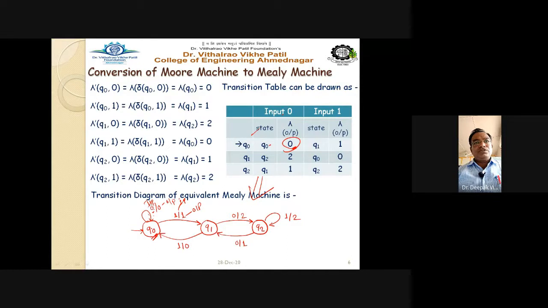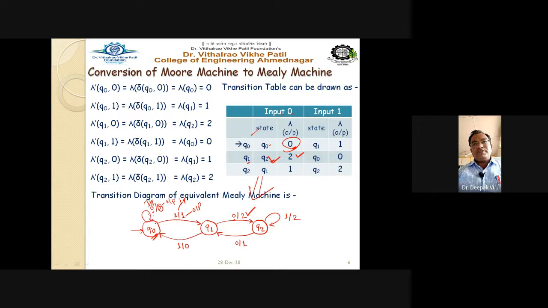So Q0 on 0 goes to Q0, where the output is 0 itself. Getting this point? For example, Q1 on 0 goes to Q2. Here Q2 goes to Q2 and the output is 2. That's why output 2 is written here.